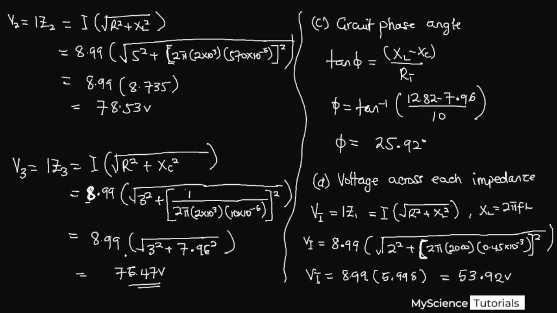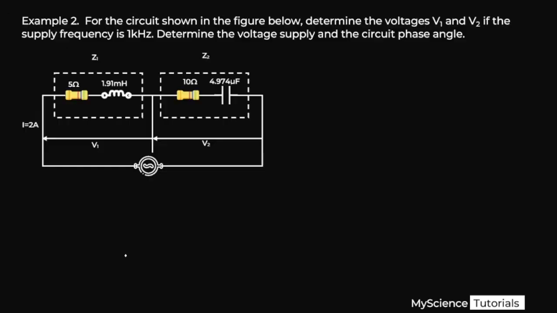Now let's have a look at another question to further enhance our understanding of series connected impedances. So example number 2, a very short, quick and easy one. For the circuit shown in the figure below, we are to determine the voltages V1 and V2 if the supply frequency is 1 kilohertz. We are also to determine the voltage supply and then the circuit phase angle. So we're told to find V1 and V2, find the total voltage and then the phase angle. This is very easy.